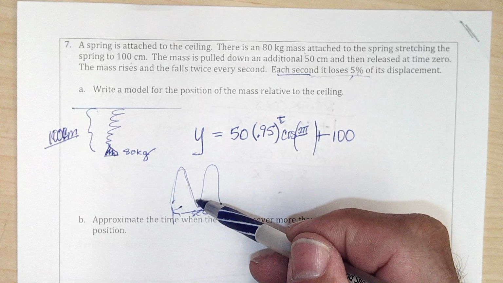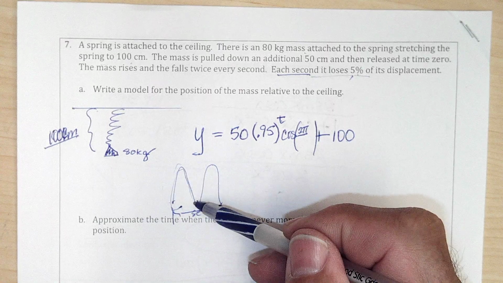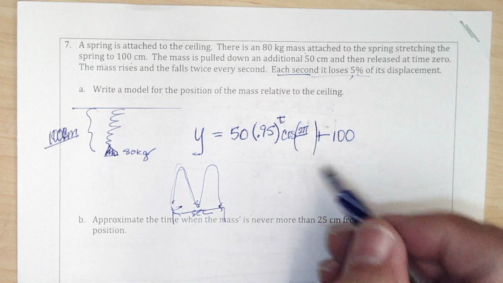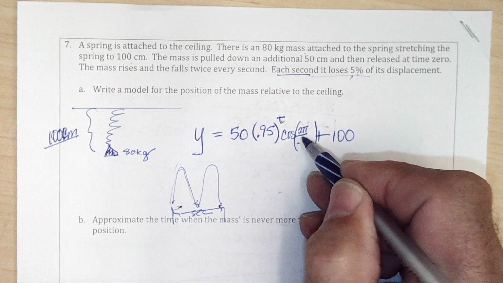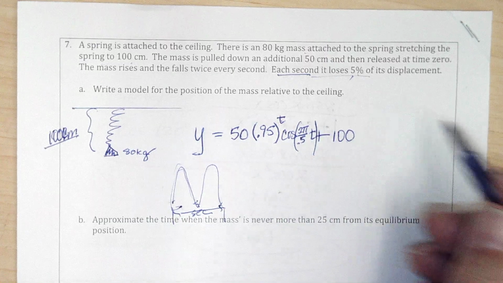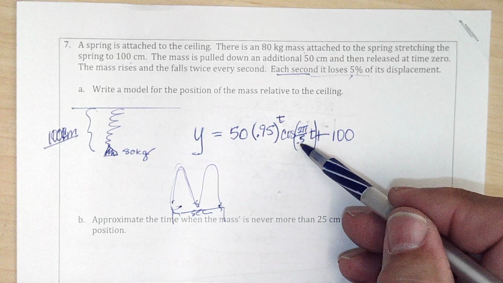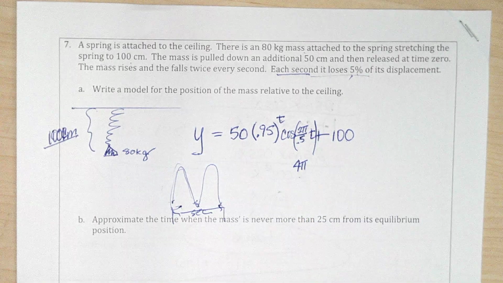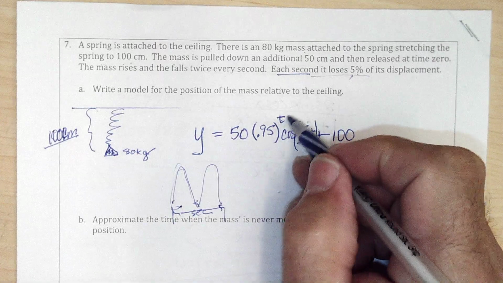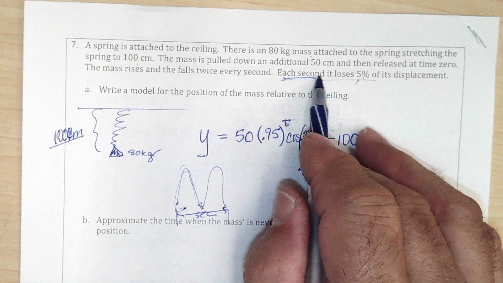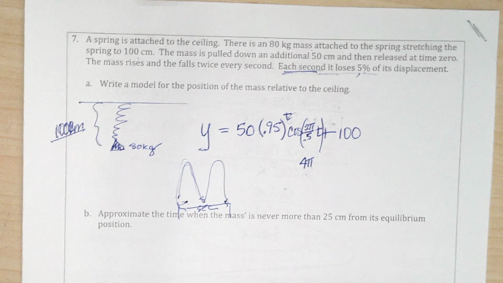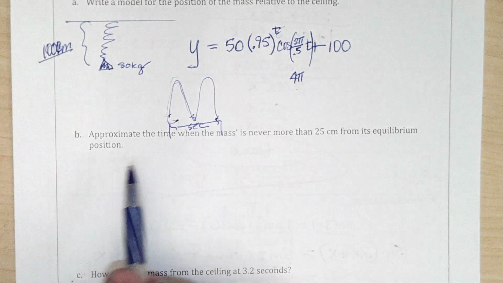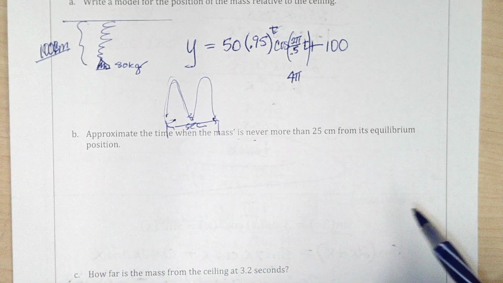So to do one wave, it only has to rise and fall to be back where it's ready to go rise and fall again. That only takes a half second. So the period is a half, 0.5. Now, 2 pi divided by 0.5 is 4 pi. So if you used 4 pi here, that's also fine. And you don't have to put anything under the t because t was for each second that it lost 5%. So there's the equation.